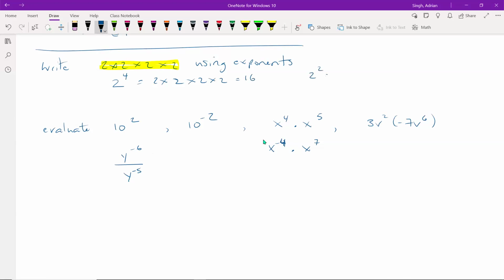Similarly, 2 squared would be 2 times 2, which is 4. 2 cubed would be 2 times 2 times 2, which is 8, and so on and so forth.